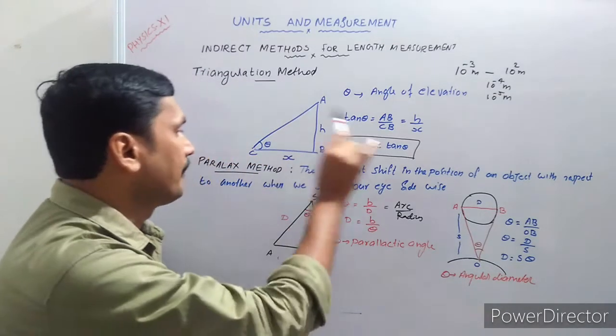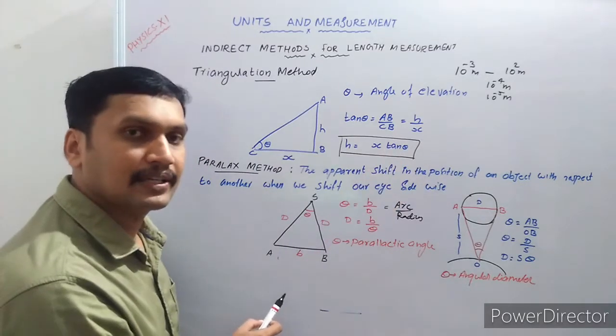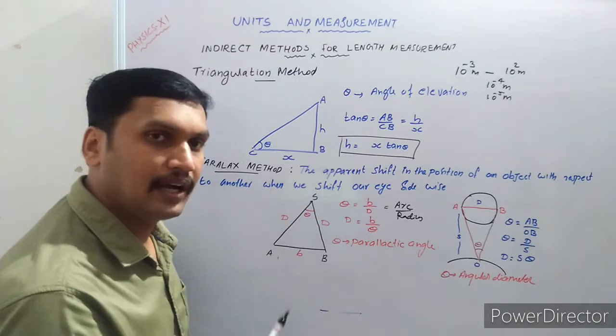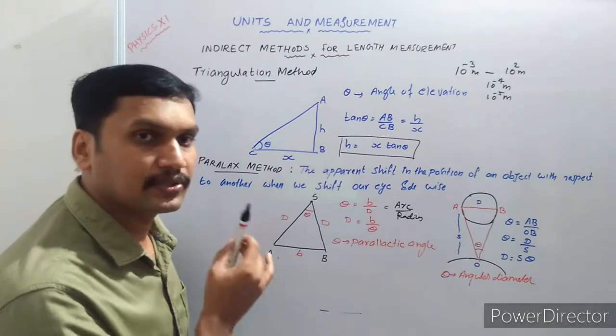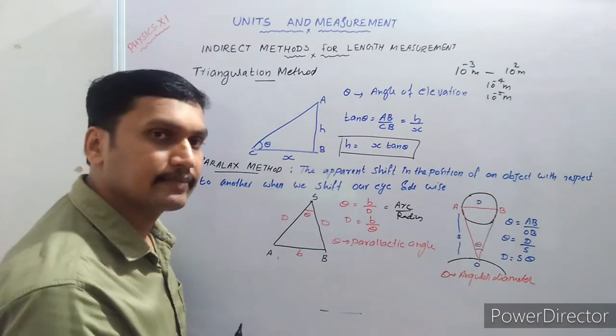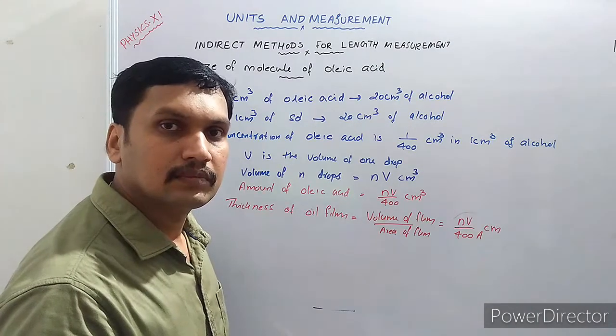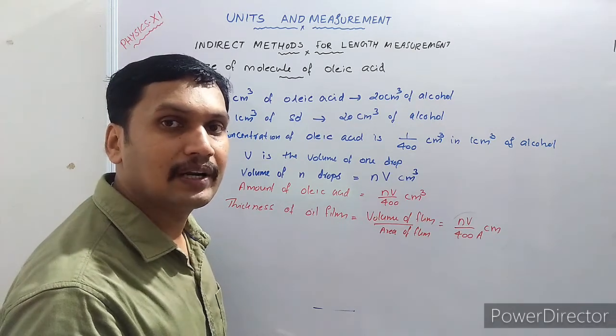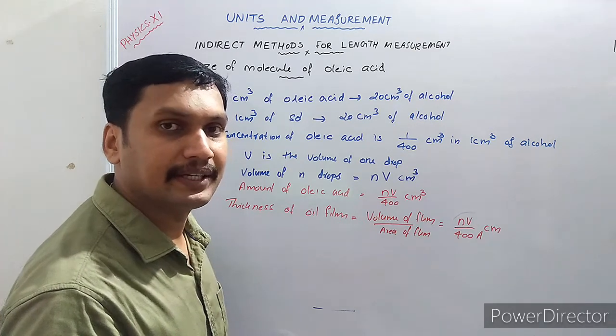So this is the parallax method to measure a very large distance. For example, the distance to the sun, the distance to a planet, or the distance to any heavenly body can be measured using this parallax method. Now let us see how we can measure a very small length by using some indirect method.